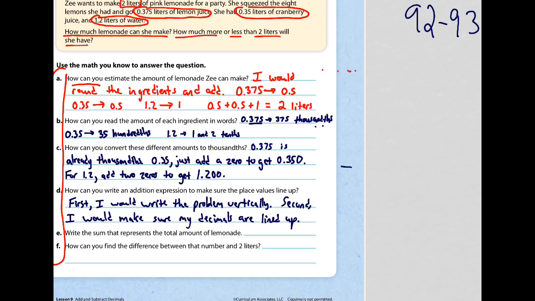So just so you know, it's going to be 0.375 plus 0.350 plus 1.200. That's the addition problem you should be solving for problem E. If you did, you could just watch me solve it now. If you didn't, pause the video and do that addition problem now before I do it. Then you can restart it.